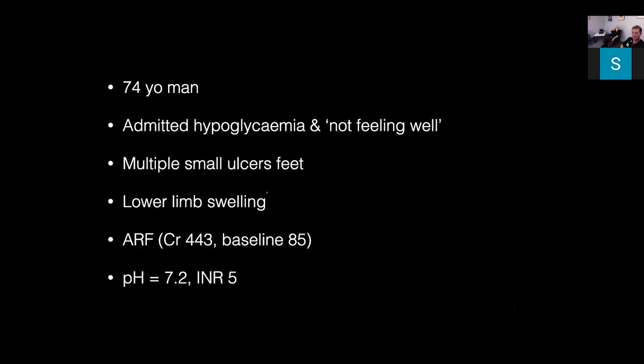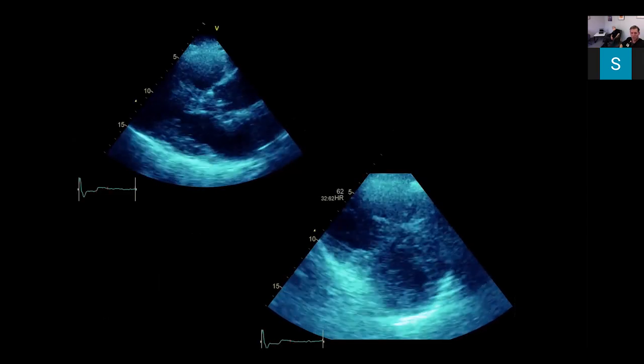And as with all good critical care echo research that I've done, I've stolen ideas, all of them from cardiology. I started using it in the critically ill, and I think it's showing it's pretty useful. So here's a 74-year-old guy. He's admitted with hypoglycemia, not feeling well, lots of small ulcers on his feet. He's got lower limb swelling, acute kidney injury, acidotic, coagulopathic. Does he have RV dysfunction? This could all fit with RV dysfunction.